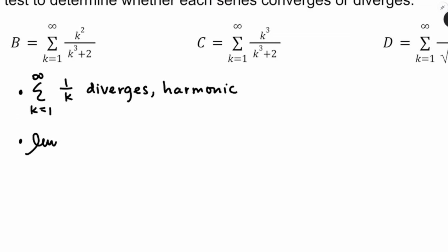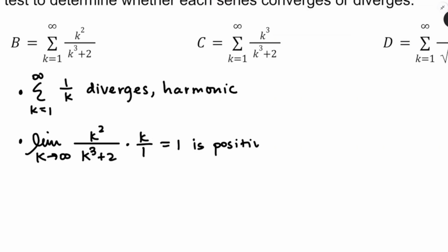Then we're going to do the limit comparison. So the limit as k approaches infinity of k squared over k to the 3 plus 2 multiplied by, okay, dividing by 1 over k is like multiplying by k over 1. Okay, that limit's going to be 1 because I'm going to have 3 powers of k in the numerator, 3 powers of k in the denominator, leading coefficient of 1 on each. So that limit's 1, which I need to point out is positive and finite. And as a result, I can conclude that B also diverges.